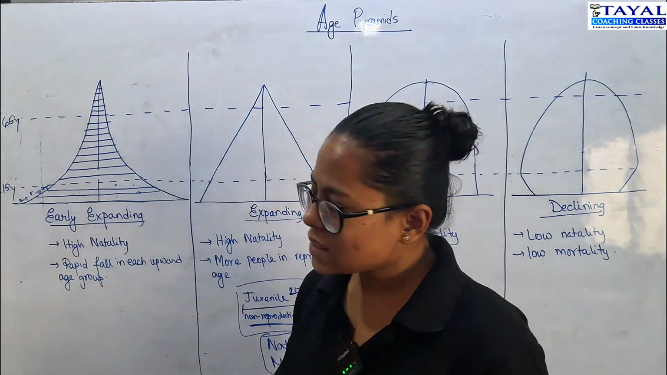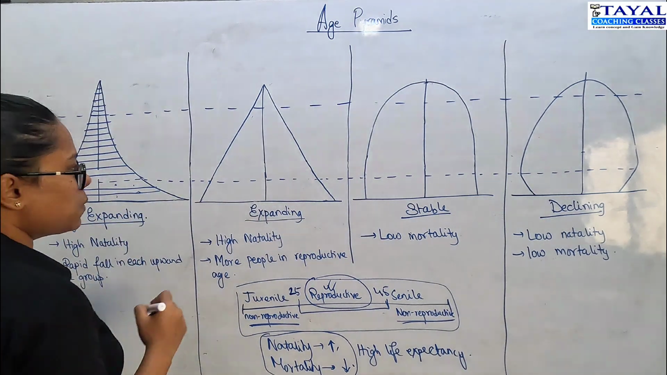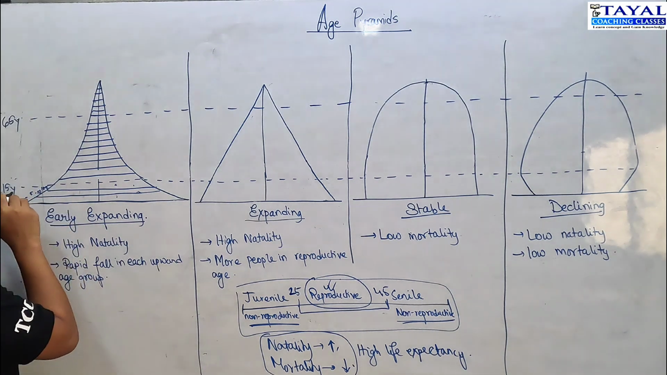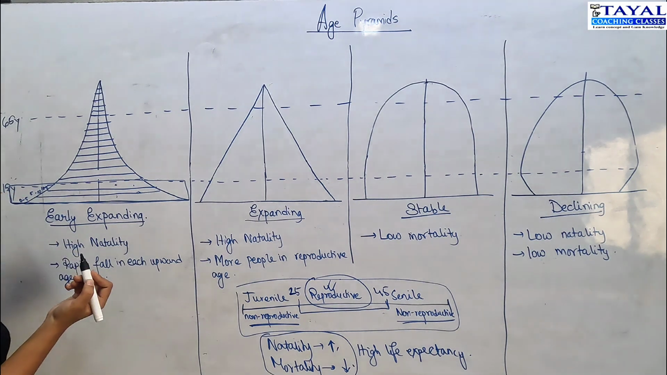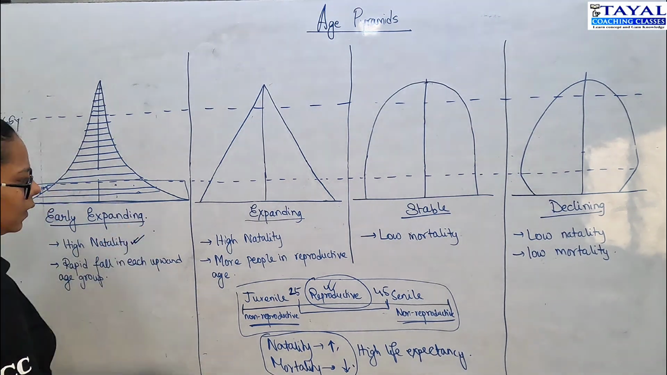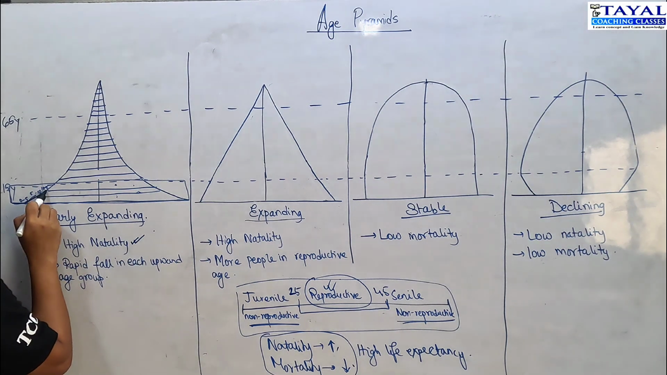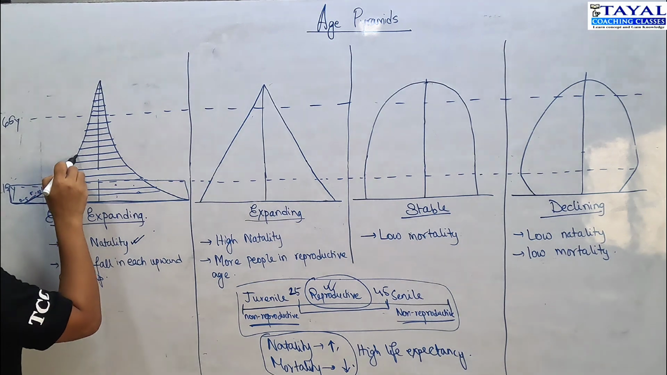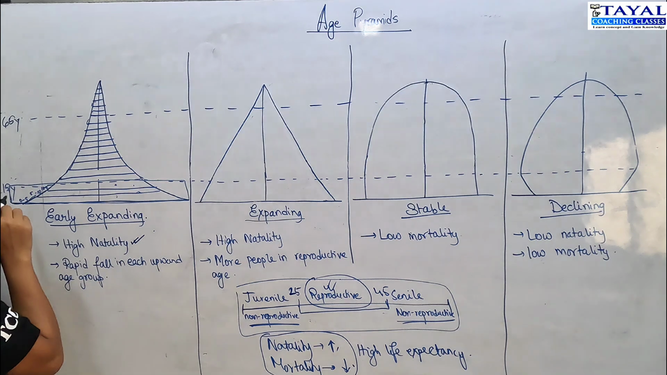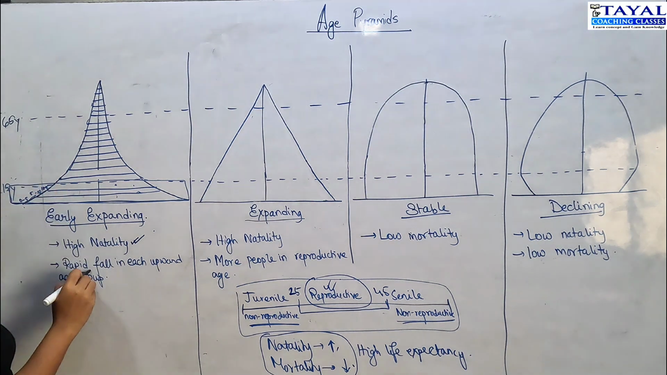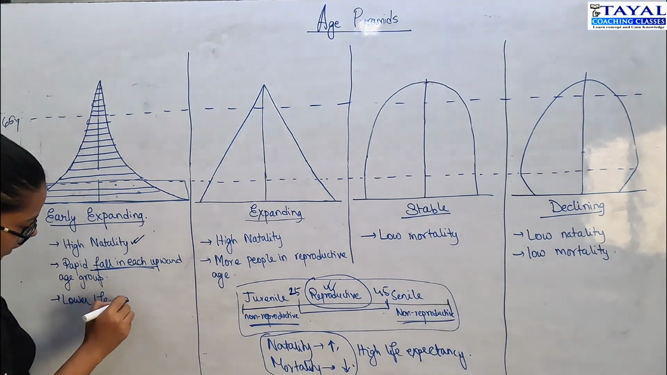Okay? Now the first kind of curve that we have is this, which is a towering curve, known as the early expanding curve. In this, as you can see, juveniles or below-reproductive people are quite high, which means that the birth rate is high. However, as you move up every step of the way, the number of individuals keeps declining. So more people live for 0 to 5 years than live for 20 to 25 years, which means that there is a lower life expectancy in this population.